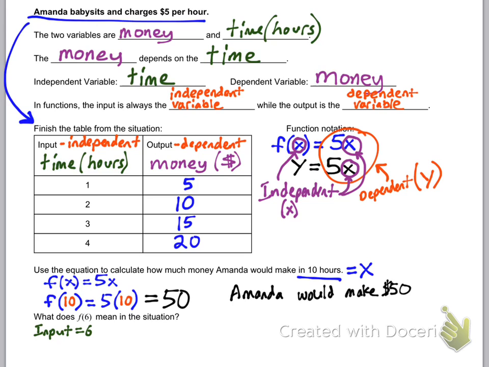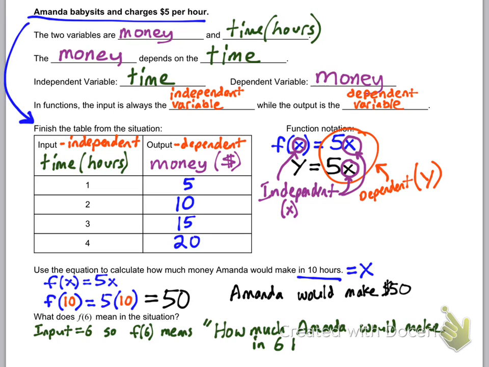Now, what does f of 6 mean in this situation? Well, we know the input is 6, because the 6 is sitting right there inside the parentheses where the input sits. Remember, the input is the independent variable, and in this case, that's time. So that means f of 6 means how much Amanda would make in 6 hours. It doesn't just mean 6 hours, because it's f of 6. Remember, the f of means we're talking about the output of the function. So f of 6 is the output. 6 is the input. So f of 6 means how much Amanda would make in 6 hours.